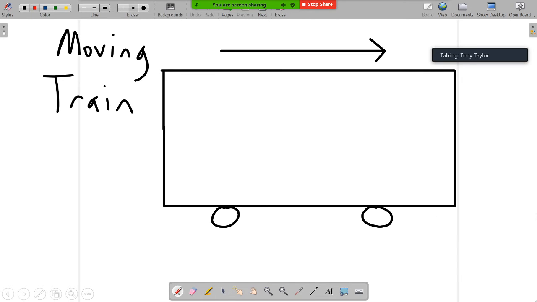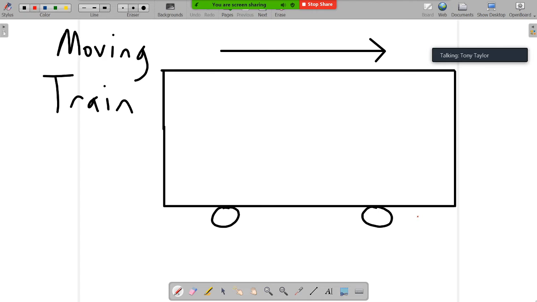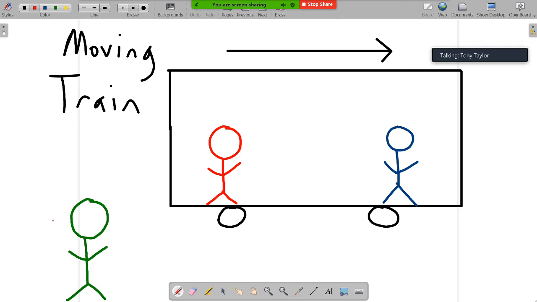Okay, so working out a few examples. Okay, let us suppose here that we have an observer standing outside of this moving train. So this person in green here is standing on the earth, and he's in a fixed frame of reference with the earth. Okay, and this person is watching this train go by. Now let us assume there are two persons on the train. There's a person in red and there's a person in blue.